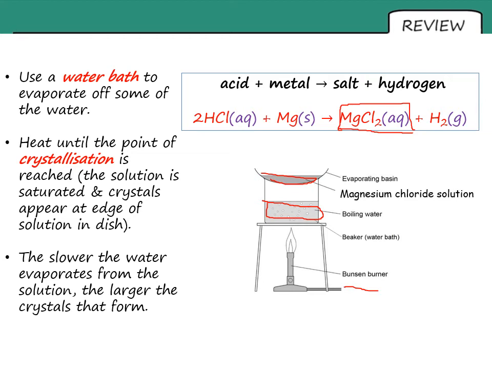You heat it until the point of crystallisation, and you know you're at the point of crystallisation because that's when crystals start to appear around the evaporating dish. And just as an interesting note, the slower the water evaporates from the solution, the bigger the crystals that form. If I just left it on the side and did no heating, it's evaporating much more slowly and the crystals will be much larger. If I were to evaporate all the water off with heating and take it till it was pretty much fully crystallised, then the crystals would be much smaller.